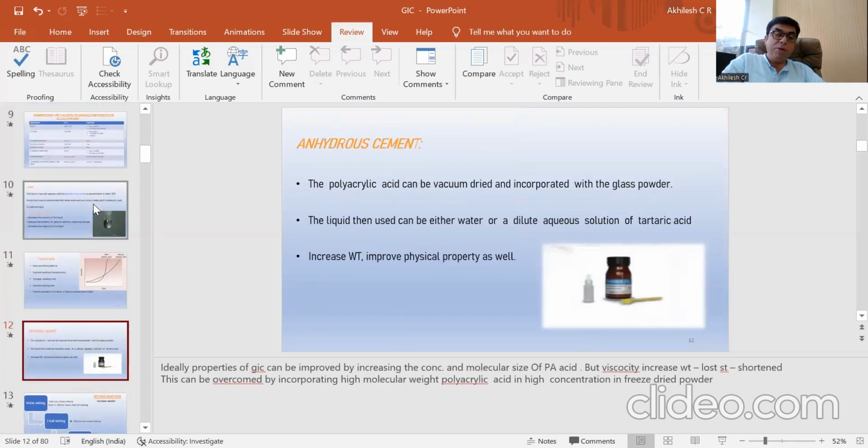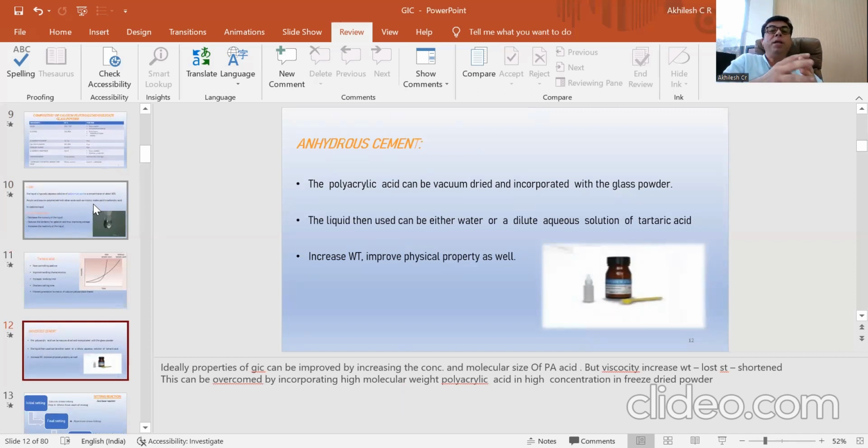Now, we discuss another thing called anhydrous cement. Like the other one we mentioned, it is a powder and liquid that you mix together. The powder part and the liquid part were mentioned before. Here the liquid is polyacrylic acid, copolymerized with other acids also: itaconic, maleic, tricarboxylic acid.